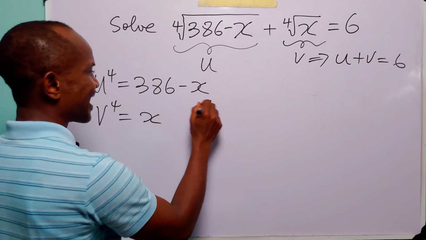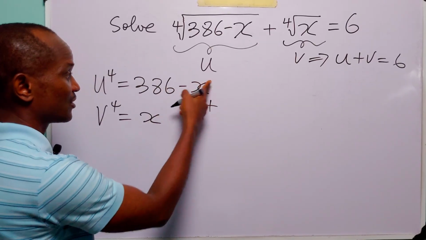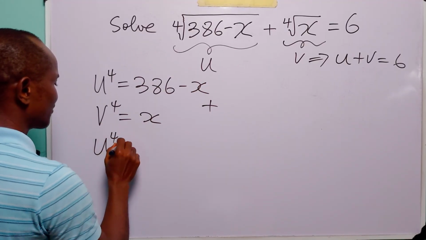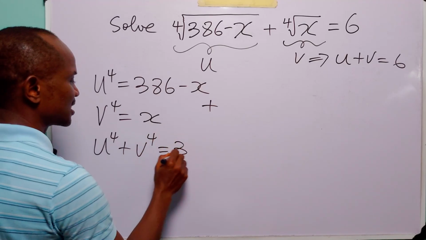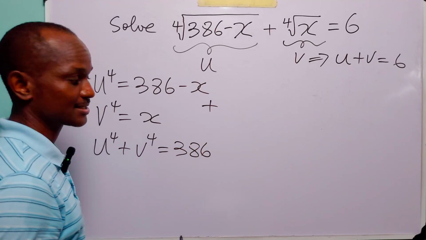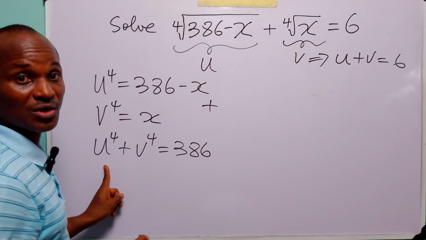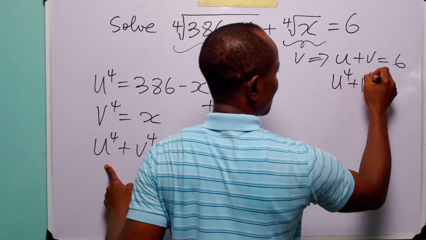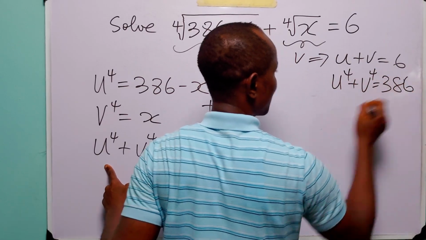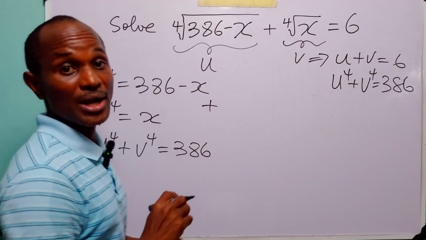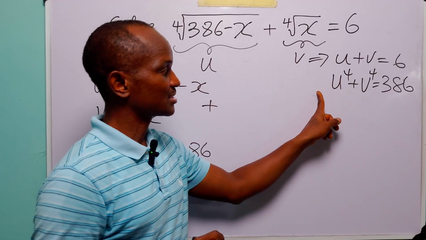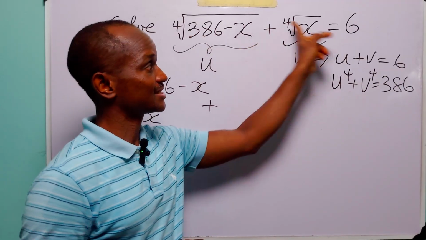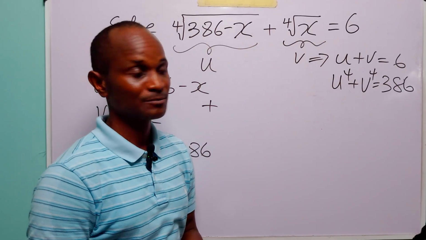So you will see that if we add this equation to this equation, we are going to be able to eliminate x. And we will have that u to the power 4 plus v to the power 4 is equal to 386. So now we have a second equation in terms of u and v. We have u to the power 4 plus v to the power 4 is equal to 386. Now what we are going to do is to solve these two equations for values of u and v. And from there we can get the value of x that satisfies this radical equation.